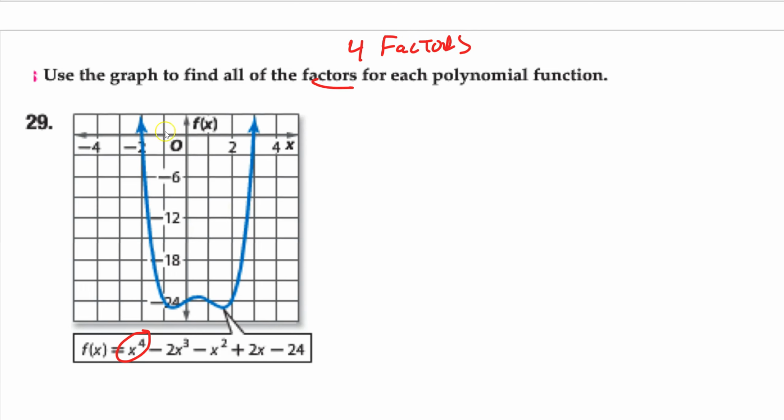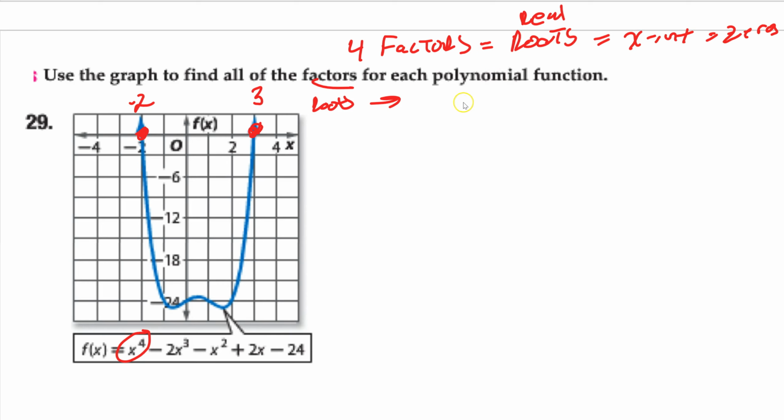And then look at what we know here, right? Remember, factors are also known as roots, real roots, which are also known as x-intercepts, hence also zeros. They're all the same things. So I actually have 2 factors already. I know -2 is a root, and 3 is a root. So if I write them as a polynomial function, it's going to be x minus 2 and x plus 3. So I know those are going to work, right? Because those are my roots. Those are my factors.